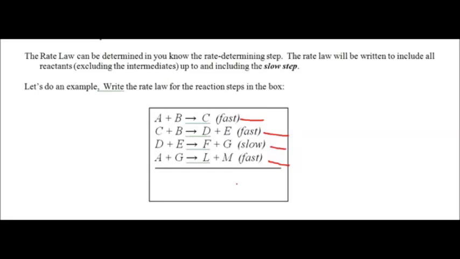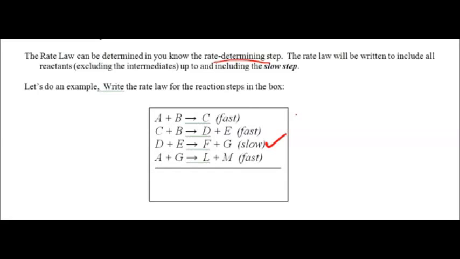So when we look at a reaction, the slow step is the rate determining step. If we know what the rate determining step is, then we can do a real neat calculation and write down what the rate law is based on that. And here's how it goes. The rate law can be determined if you know the rate determining step. The rate law will be written to include all the reactants minus the intermediates up to and including the slow step. So the first thing that we need to do is find the slow step.